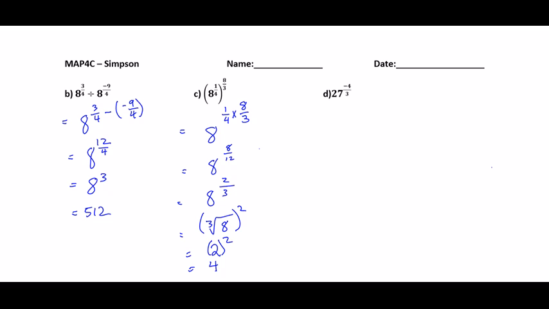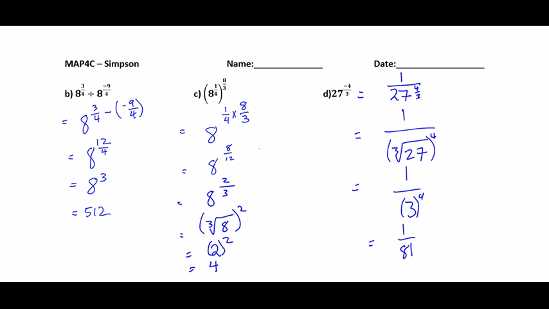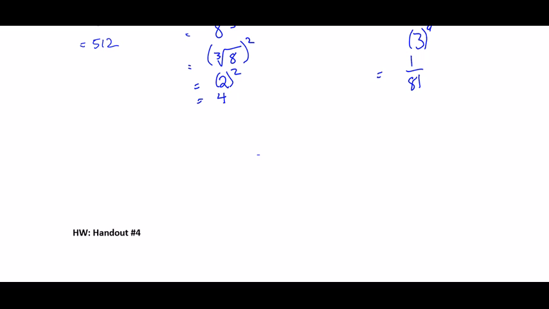The next problem is very similar again. So let's take our rules again. So we get 27 to the 4 over 3. Notice I've got a positive exponent. That's because I've just flipped my fraction. So now I have to apply the rules as we did before. So I've got the third root of 27 all raised to the 4. The third root of 27 is 3, so that's 1 over 3 to the 4, which is equal to 1 over 81. Handout number 4.